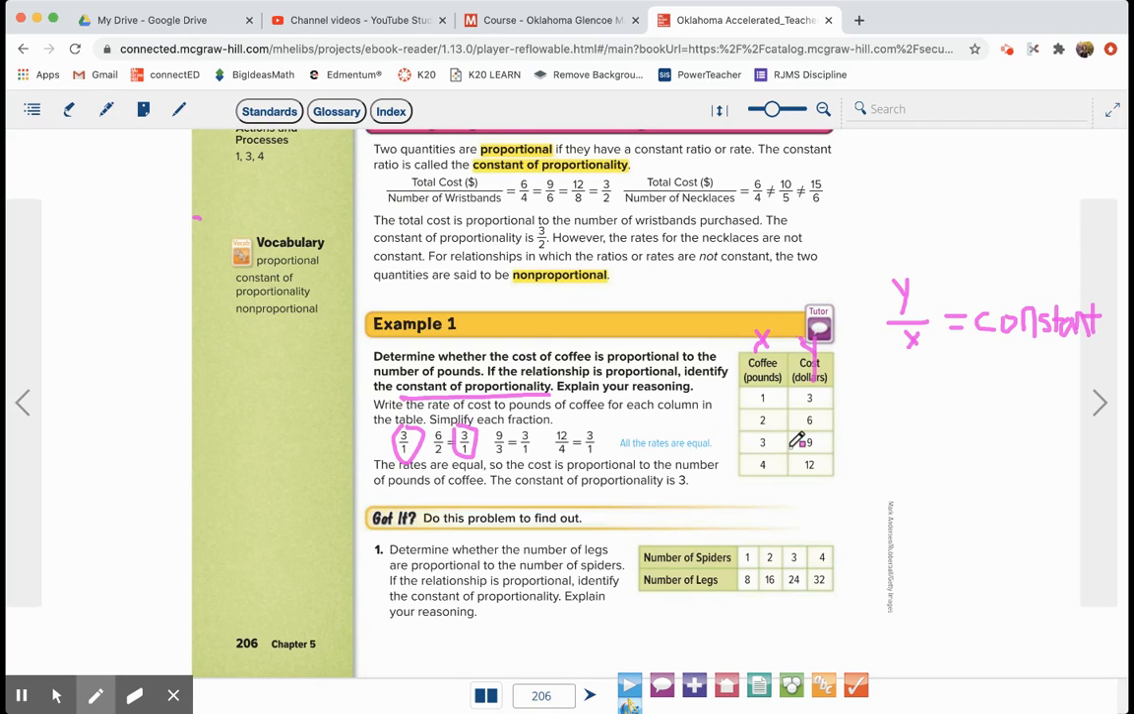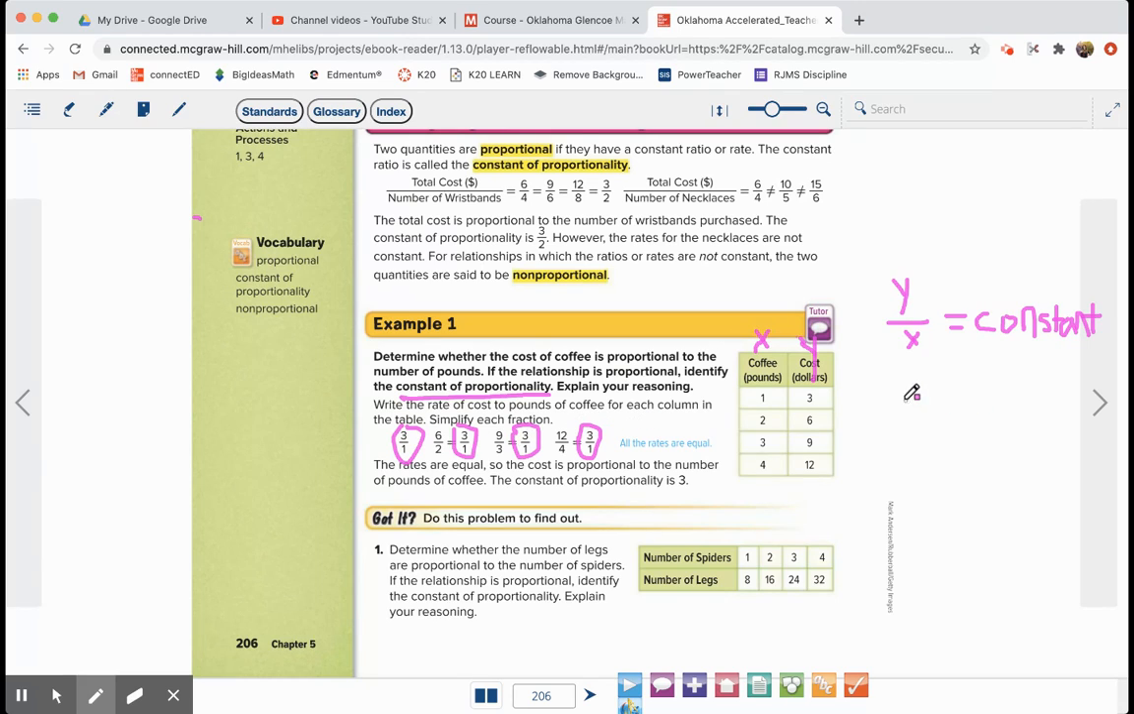The next one would be 9 over 3. We can divide those both by 3. When we do that, we get 3 over 1. And the last one, 12 over 4, you can divide those both by 4, and you get 3 over 1. Now, when you see a pattern, and what I mean by pattern is you see the same number over and over, or you're constantly getting the same number, that means it is proportional. Because our constant is what you get over and over again.